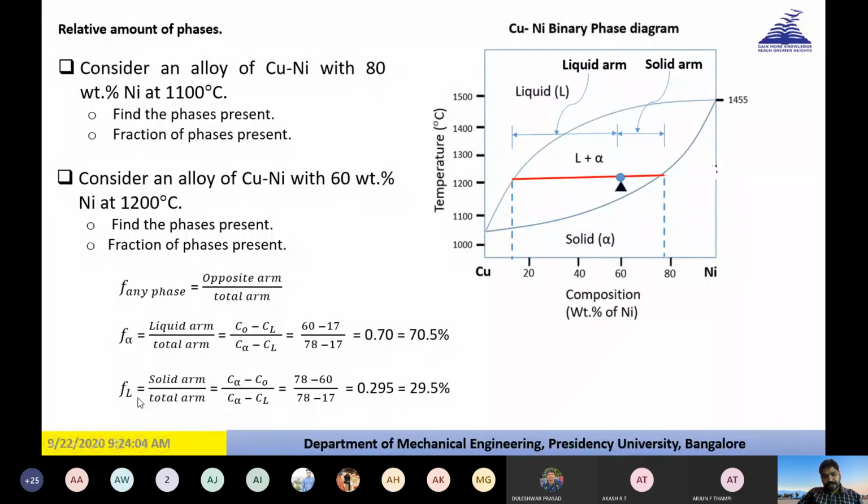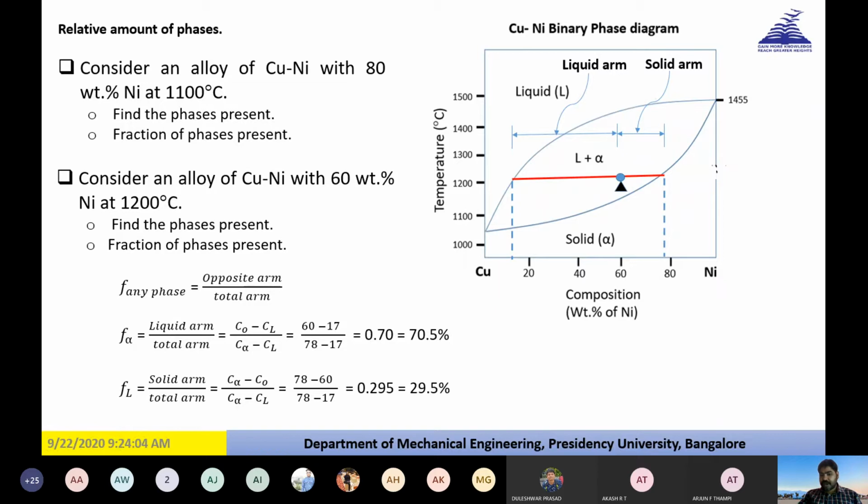Similarly, you can find out the fraction of liquid phase, that is nothing but solid arm divided by total arm, that is C alpha minus C naught upon C alpha minus Cl. Similarly, it comes out 29.5%. So this is the amount of solid and liquid phase present in this two phase region at this given temperature and initial concentration of alloy. So this is the way you can calculate the amount of phase. In total phase present over here, this much percentage will be alpha and this much percentage will be liquid. I hope the things are clear to you.